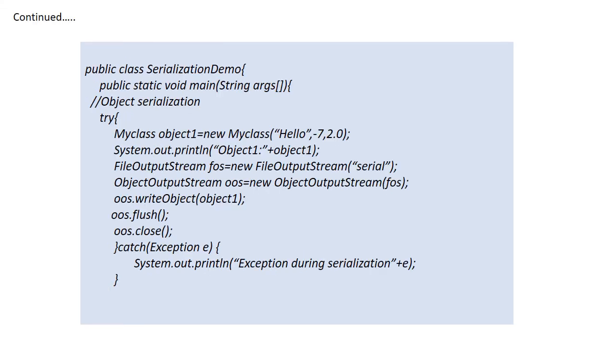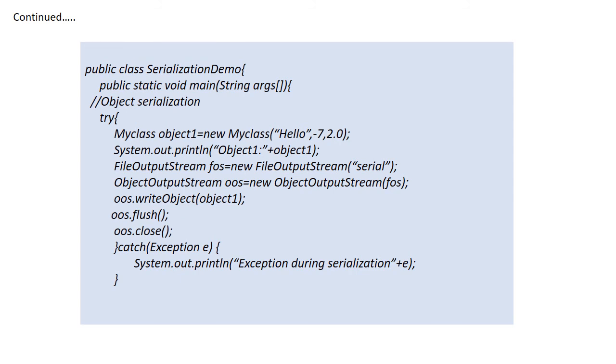Next, we will be writing a class called SerializationDemo where we will be writing the main method. So the main method will be containing the code for object serialization, which will be properly enclosed inside the try catch block for handling any exceptions that can occur. So our aim is to create an object and then convert this object into an object stream, write into a file and store it for later use.